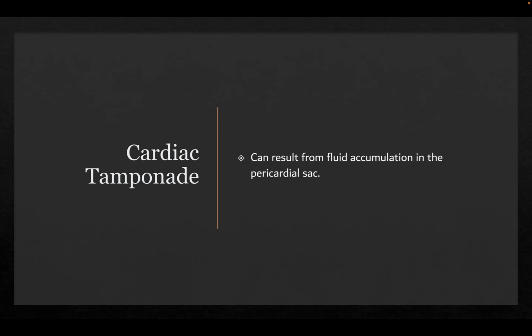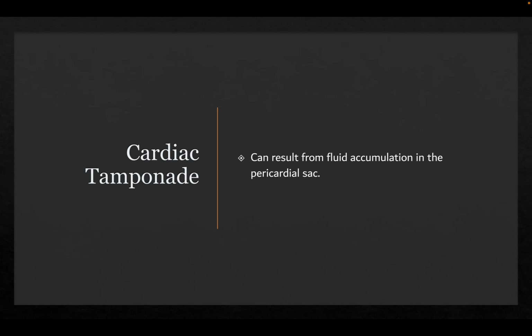Last thing we're going to talk about is the cardiac tamponade. So what we talked about here is cardiac tamponade can result from fluid accumulation in the pericardial sac. A lot of times manifestations include dyspnea, dizziness. They report tightness in the chest. A lot of times they have increased restlessness, tachycardia, muffled heart sounds, all of those things.